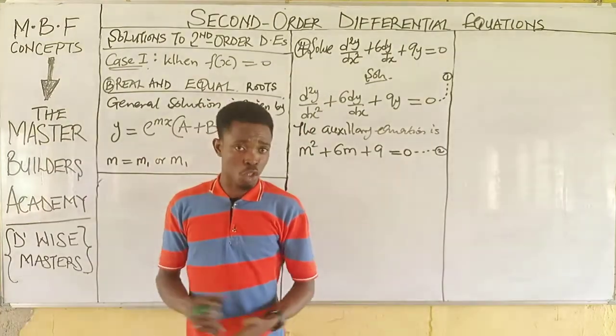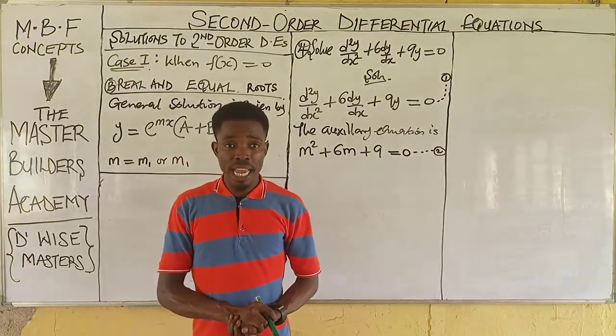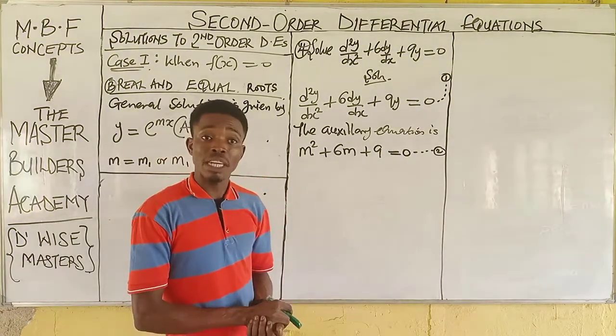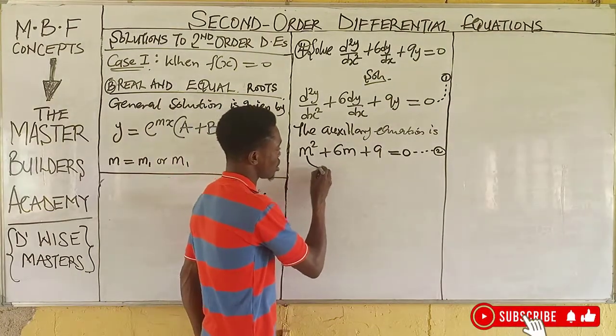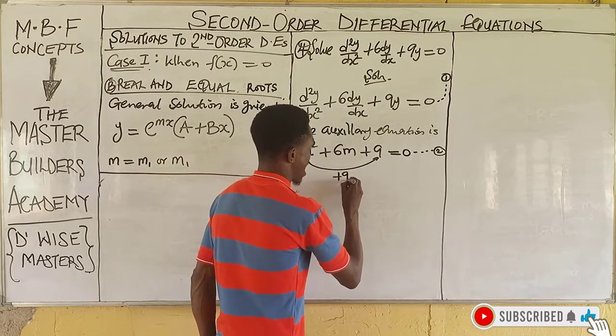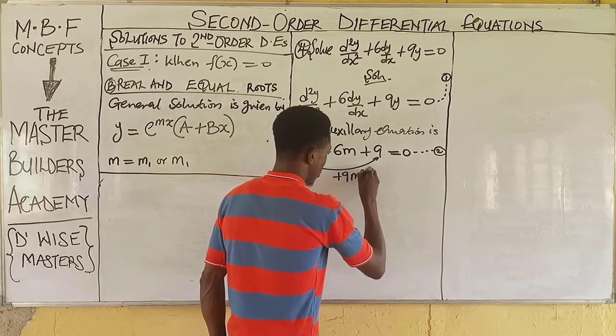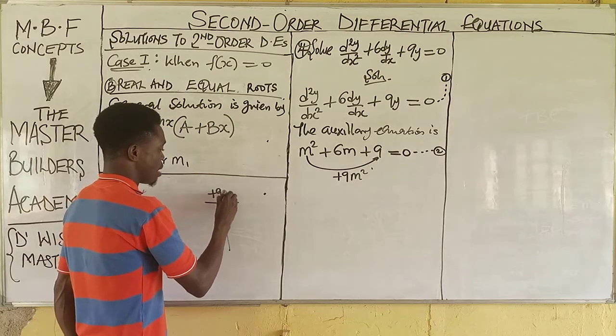So you can use any method of your choice. But don't forget we are using what? The factorization method here, except the factorization method cannot work. Okay? So how do we use the factorization method? This guy multiplies the constant, and this is giving us plus 9m squared. So we will come to this page of the board and have this as plus 9m squared.